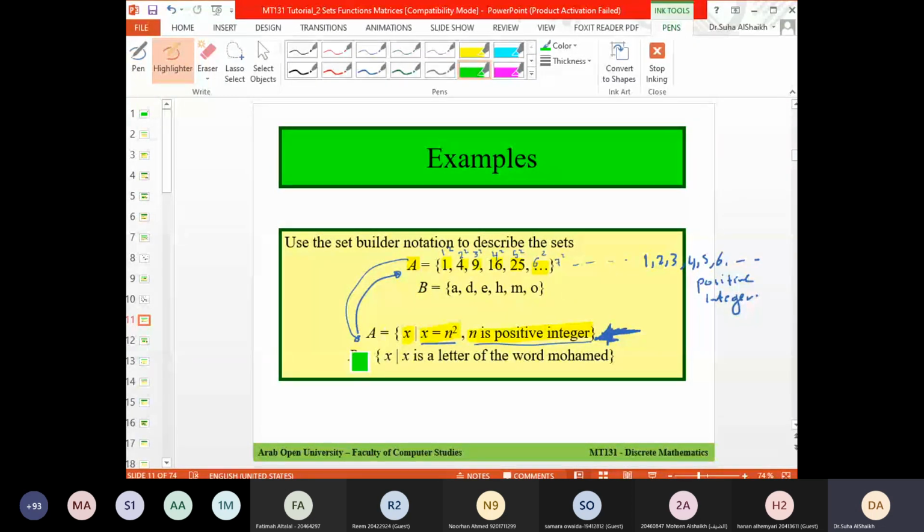Now the B, X such that X is a letter of the word Muhammad. So if I list the elements of the word Muhammad, it is M, O, H, A, M, E, and D. Notice the M is repeated 2 times, so we do not repeat. It will be M, O, H, A, E, and D. As you can see, this is how we write the set B.